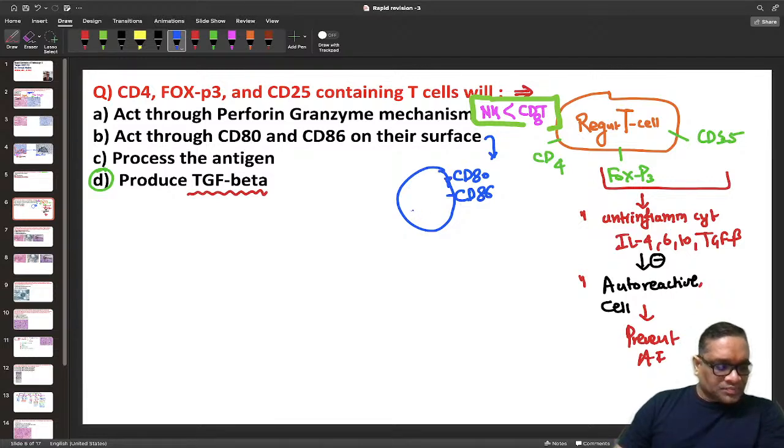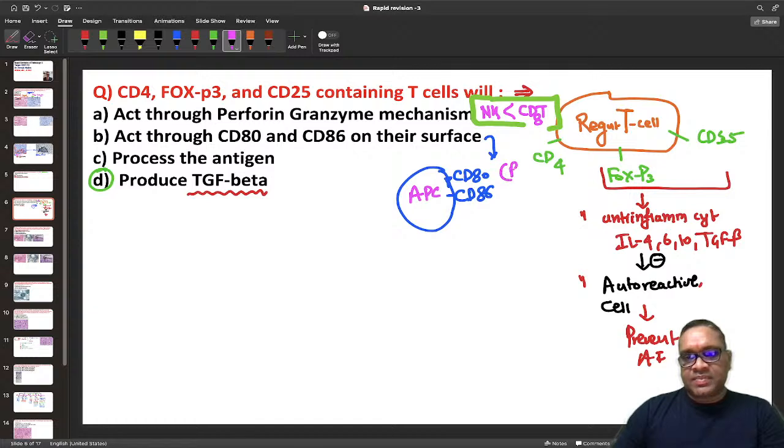Anybody? Yes, very good. That will be the antigen presenting cell. CD80 and 86 are present on antigen presenting cells. CD80 is called B7.1, and CD86 is called B7.2. So they are present on antigen presenting cells, not on T cells. That is another different option. Processing of antigen is also done by antigen presenting cells. So now you can see the first, second and third options are all ruled out. What is remaining? TGF beta, and that is a straightforward conceptual question.